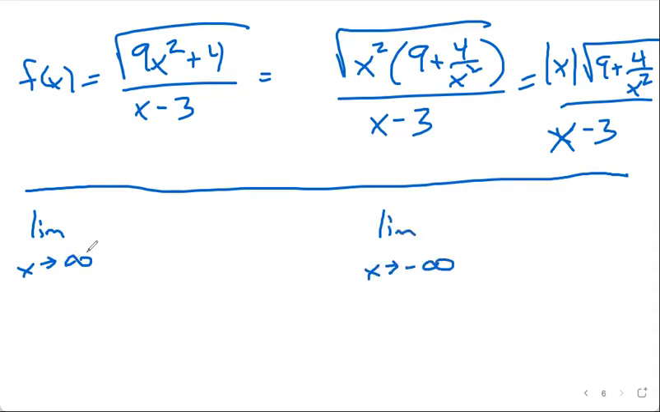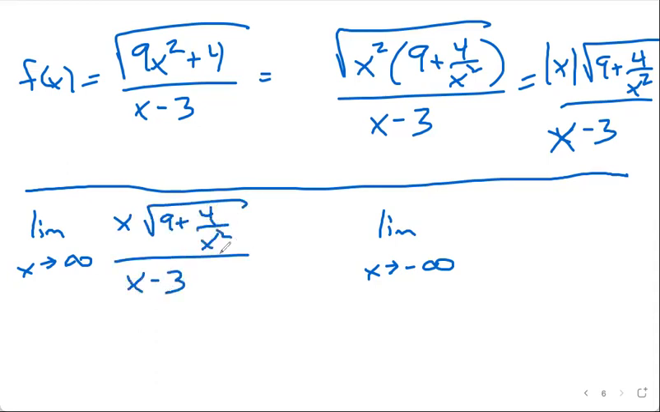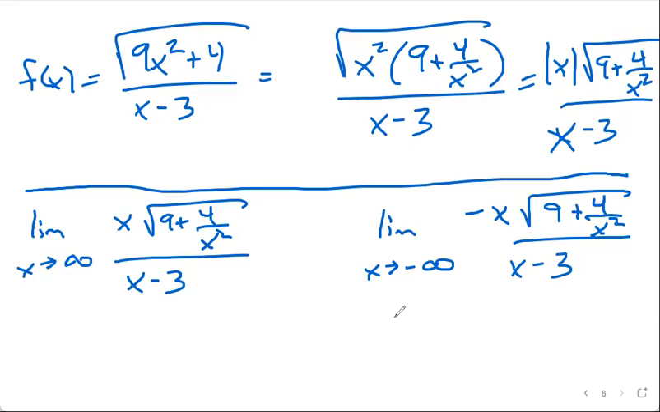If you're approaching infinity, in this case, that means the inside is going to be positive, so you just remove the absolute value. In this case, it's going to be a negative multiplied by a negative to make it positive. Now, also in this case, you'd have to factor out the highest power of the denominator. So factor out the highest power in the denominator. I'm going to erase, but this would be the next step you'd write.